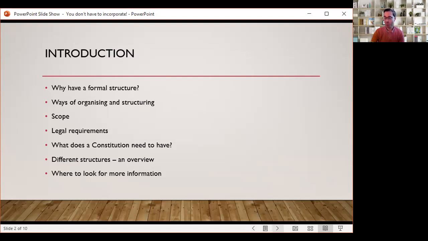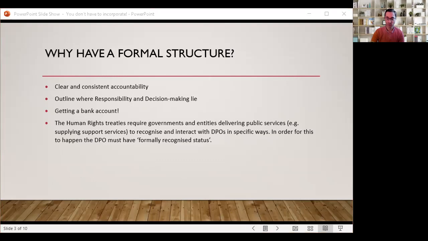So first of all, why have a formal structure at all? Well, it gives clear and consistent accountability. It outlines where responsibility and decision making lies. It's very helpful for getting a bank account. You need it to get a bank account. And human rights treaties require governments and entities engaged in government activities, public services, for example, to recognise and interact with DPOs and therefore APOs in specific ways whenever they're doing any kind of decision or legislation which will affect those groups.